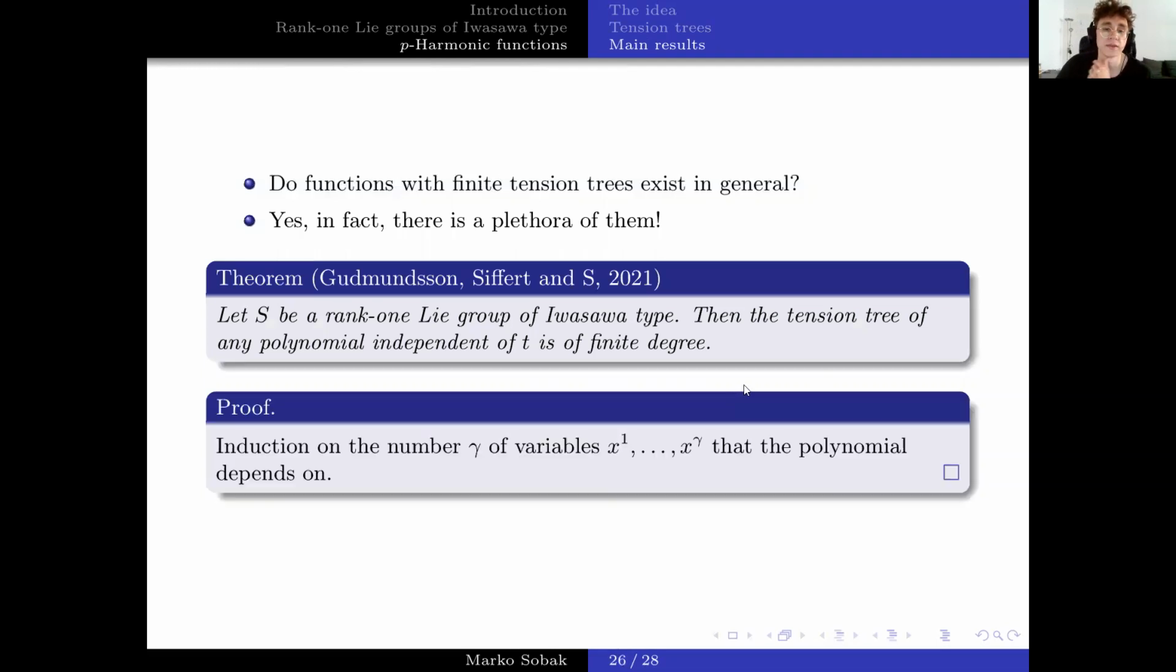And this you also do by induction, and here you do induction on the number of variables, or on the number of eigenspaces, in some sense, that the polynomial depends on. So let's say that you have a polynomial that depends on the variables from all the eigenspaces. Then the further down you go into the tangent tree, eventually you're going to lose dependence on the variables from the last eigenspace. And then you can do induction based on that.